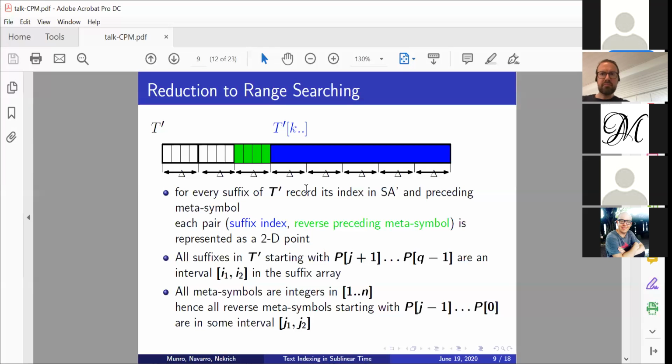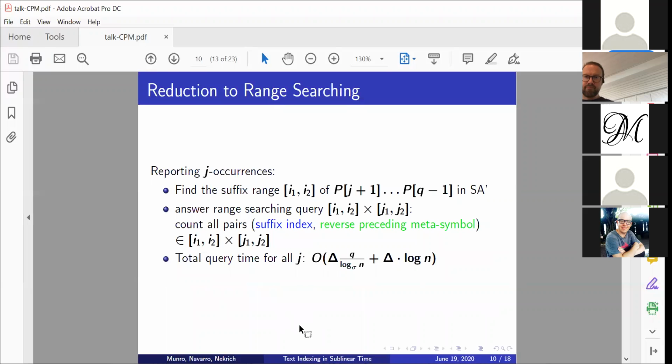And then essentially we need to report all occurrences of some pattern preceded by several symbols. Of course, all suffixes starting with some pattern correspond to an interval, let's say I1, I2, in the suffix array, and all meta symbols are integers between 1 and n, and therefore reverse meta symbols starting with a certain string, let's say p_{j-1}, ..., p_0, also correspond to some interval j1, j2.